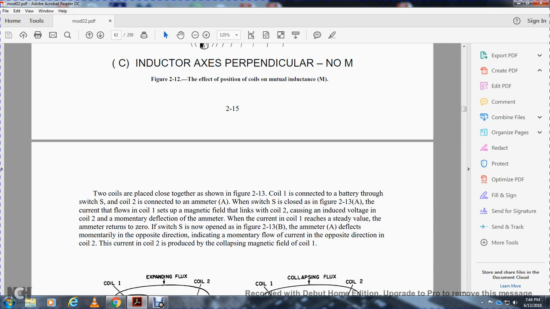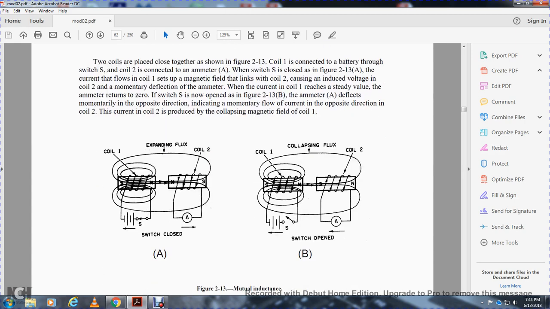The switch S is now opened, as in Figure 213B. The ammeter deflects momentarily in the opposite direction, indicating a momentary flow of current in the opposite direction in coil 2, produced by the collapsing magnetic field of coil 1. So this shows mutual inductance: coil 1, expanding flux, switch is closed. The switch on coil 1 is closed. Switch is open, showing the collapsing flux, coil 1, coil 2.